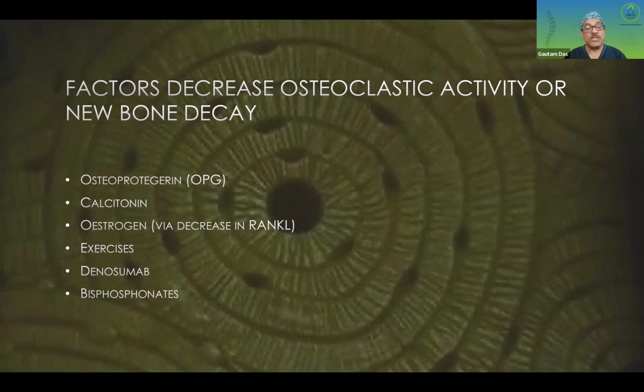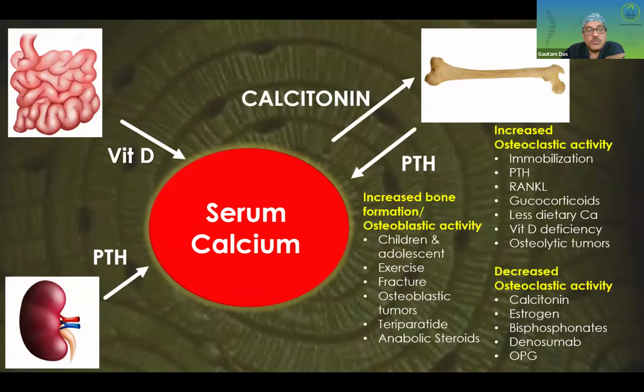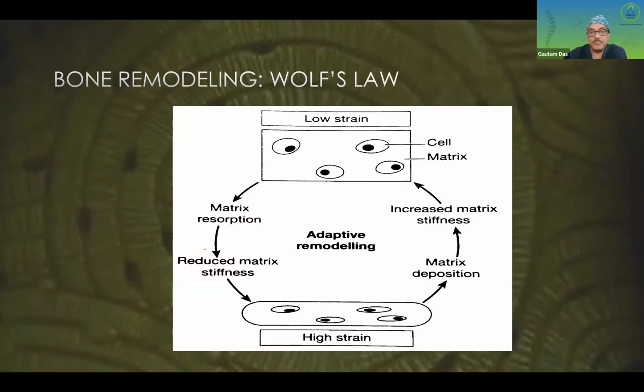But estrogen is basically the same as osteoprotegerin. In fact, estrogen has a positive effect on osteoprotegerin so that it decreases the Rankel activity. Calcitonin also reduces osteoclastic activity by a different mechanism. Exercise is very important. Denosumab, by binding with the Rankel, and bisphosphonates also reduce osteoclastic activity by a different mechanism. So this is the single table where we have mentioned all those things: vitamin D, parathyroid, bone, all maintaining these things.